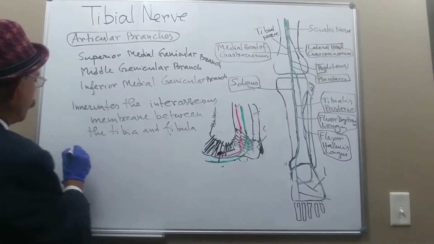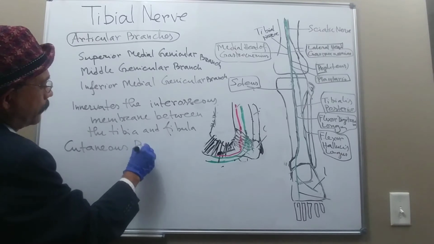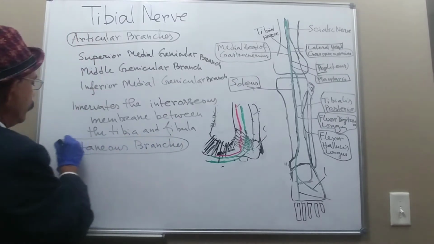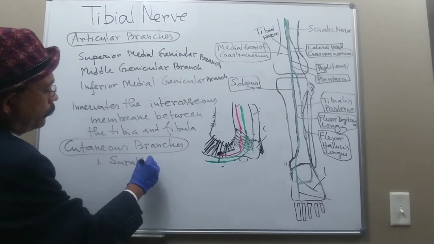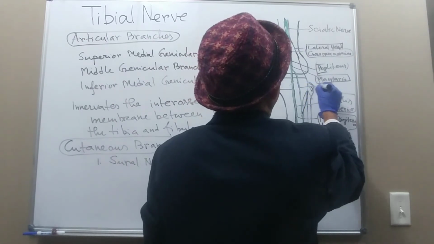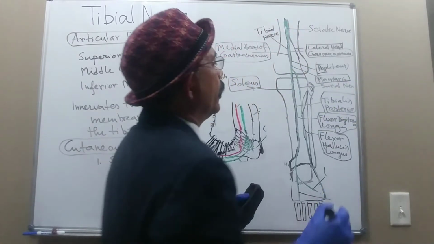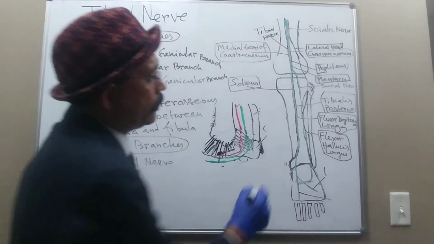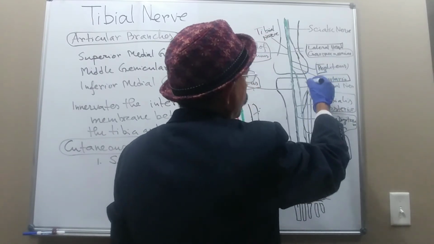Okay, we have cutaneous branches. That is very important. Cutaneous branches. We have the cutaneous branch, two. One is the sural nerve. Sural nerve receives the sural communicating nerve. That is a branch of the common fibular nerve.